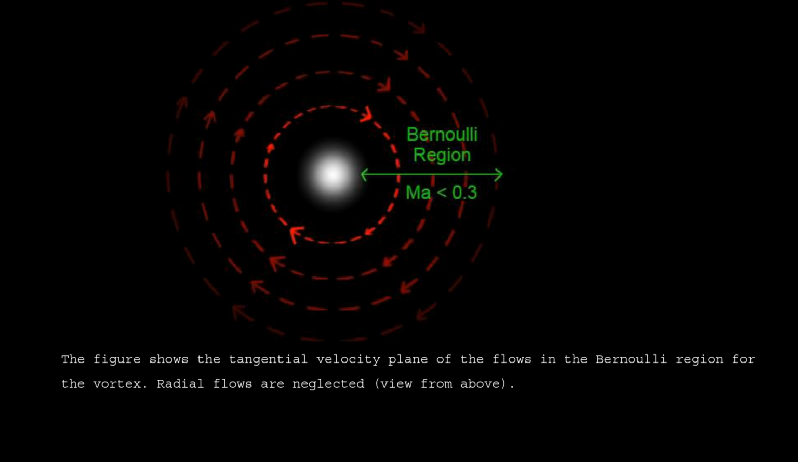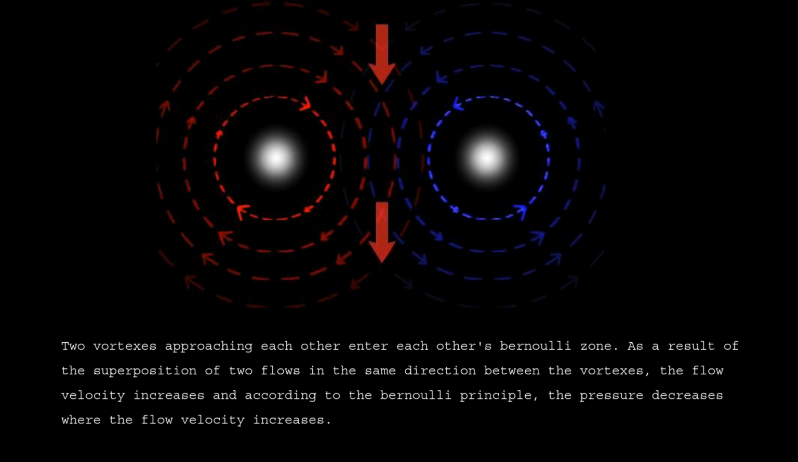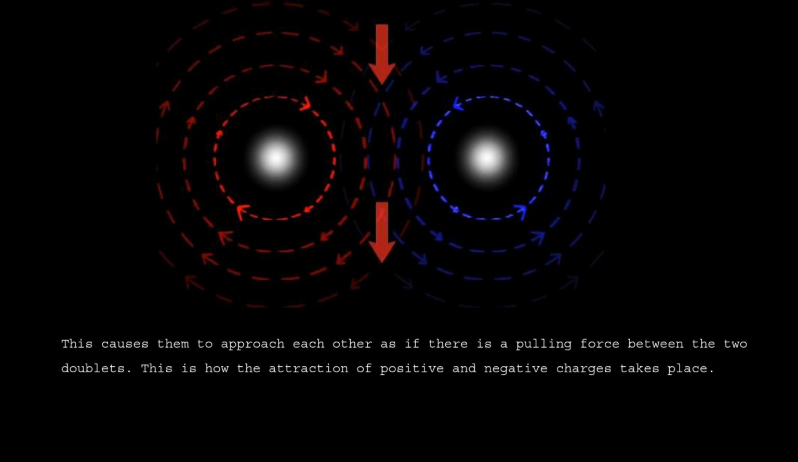The figure shows the tangential velocity plane of the flows in the Bernoulli region for the vortex. Radial flows are neglected. View from above. Two vortexes approaching each other enter each other's Bernoulli zone. As a result of the superposition of two flows in the same direction between the vortexes, the flow velocity increases, and according to the Bernoulli principle, the pressure decreases where the flow velocity increases. This causes them to approach each other as if there is a pulling force between the two doublets. This is how the attraction of positive and negative charges takes place.